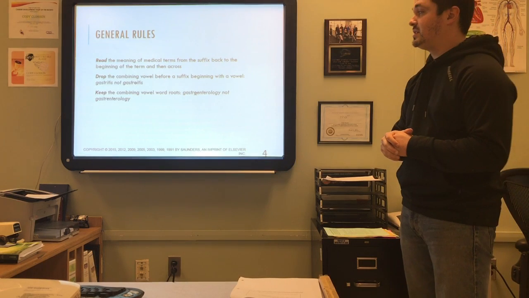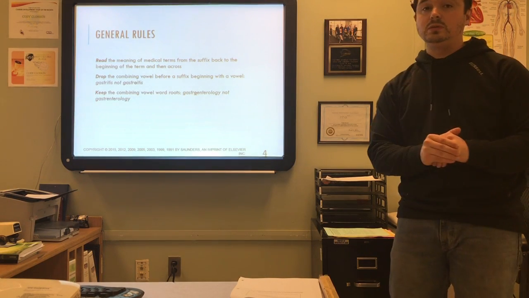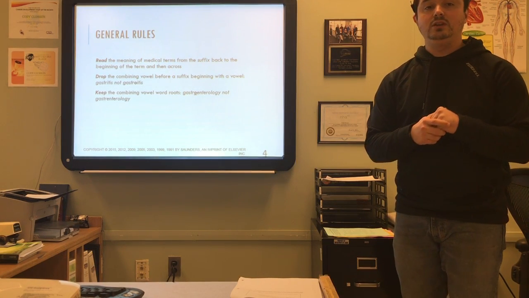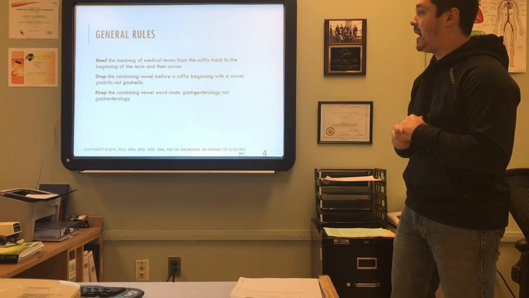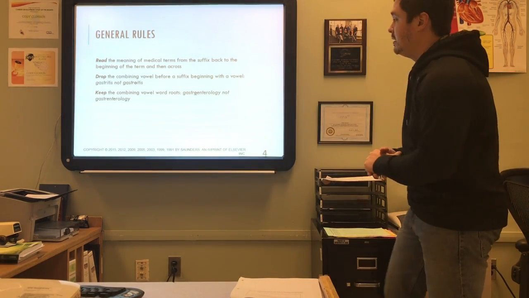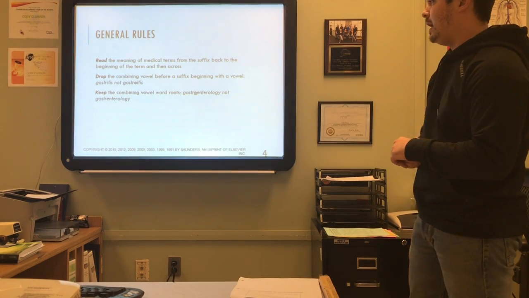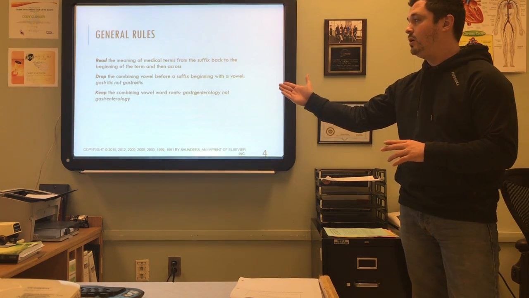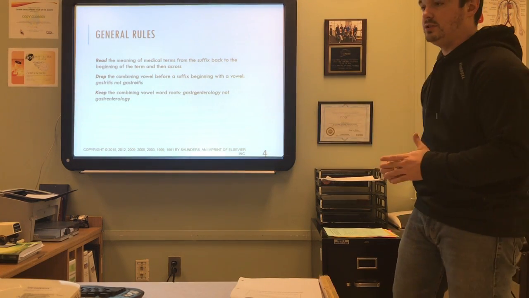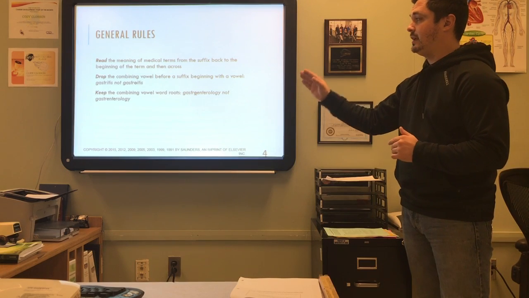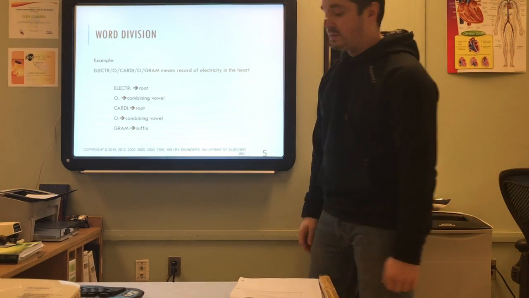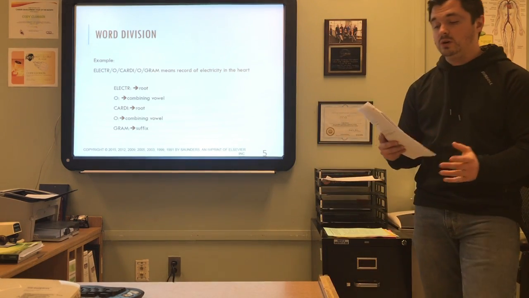And then it's important to keep the vowel between word roots. So if a medical term has more than one root or stem in that word, you need to keep the combining vowel in between those two terms. So here you can see in your lecture that's provided to you guys, you keep the O between gastr and enter in the term gastroenterology. It's pronounced gastroenterology, not gastroenterology. Okay, there's a difference.